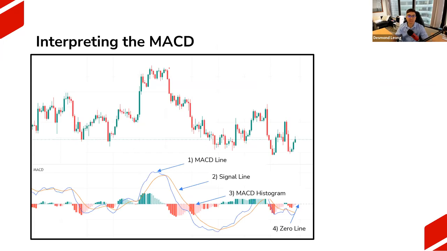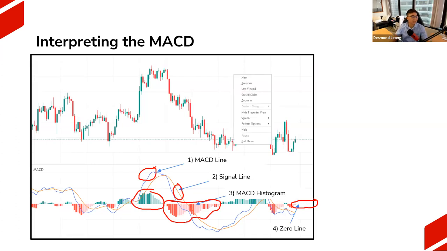Okay, next. Interpreting the MACD. So first, we have the MACD line, which is the blue line. Signal line, which is the orange line. And the MACD histogram is all this green color stuff and this red color bars. Next, the zero line is this straight horizontal line across the entire MACD indicator.